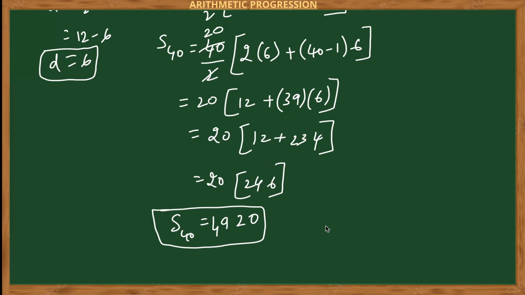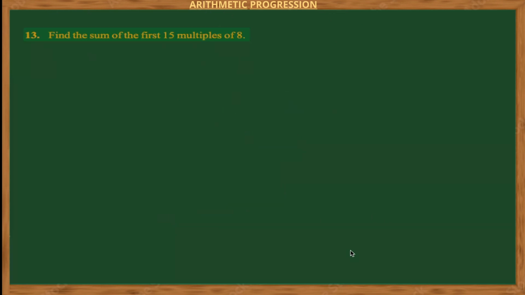Okay, students, let's move to the next question. Hope this is clear. Find the sum of the first 15 multiples of 8. Okay, so it says the first 15 multiples of 8. Let's form the arithmetic progression here. So it is 8, 16, 24, and it further proceeds.